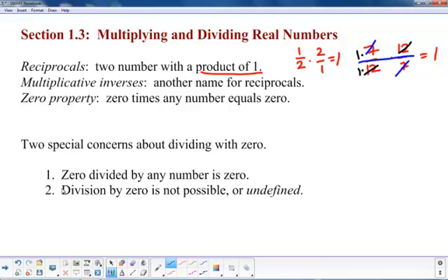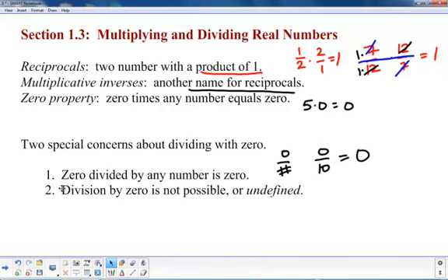Okay, the multiplicative inverse is the exact same thing as reciprocals. It just is the same exact thing. And the 0 property is 0 times anything is 0. So 5 times 0 is 0. If you have 0 divided by a number, so like 0 divided by 10, you get 0. Your answer is 0. If you have 10 divided by 0, if you put that in your calculator, it says error.